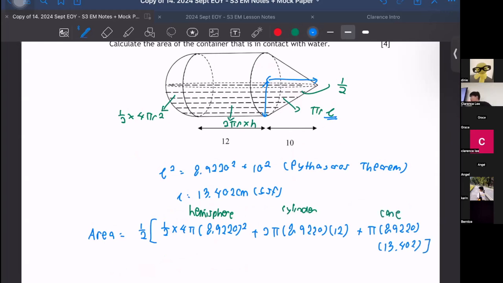Okay, a bit long, but this is the working. From here, you press the whole thing in the calculator. Final answer will be 774 cm squared, 3SF. Okay, the idea here is I don't want you to be too focused on the final answer, rather I want you to focus on the working, on how I derive all this working. So if you have any questions regarding the working, please let me know.